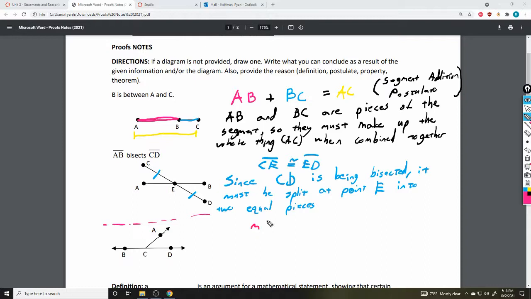So we're looking at BCA, and we're looking at angle ACD. And we're going to say that those measurements add up, since they're supplementary, to 180. So they add to 180. And I'm going to explain why.